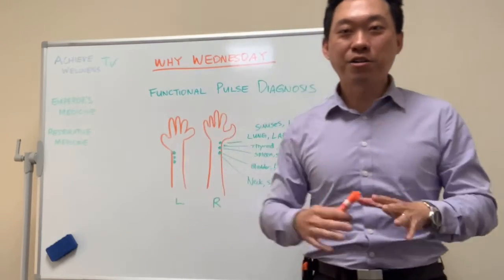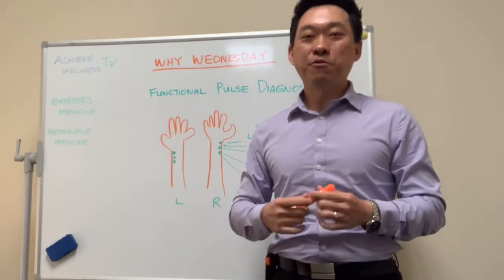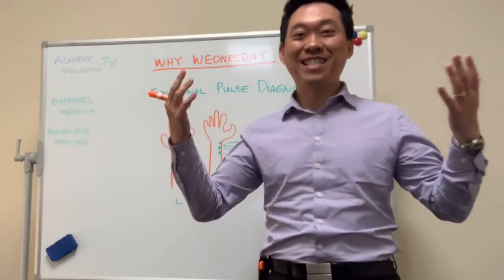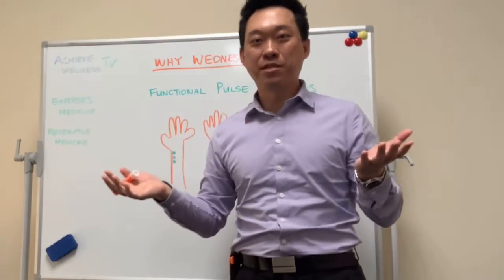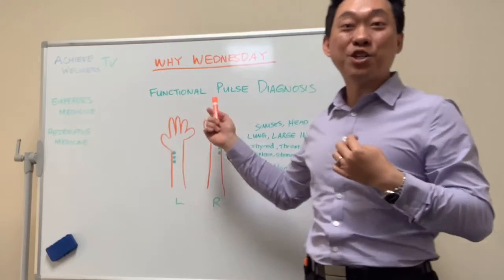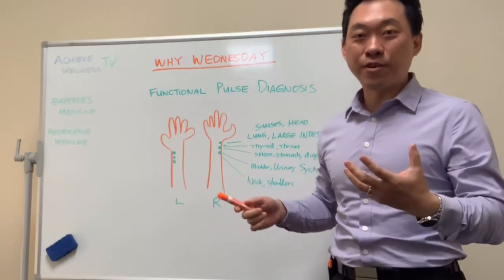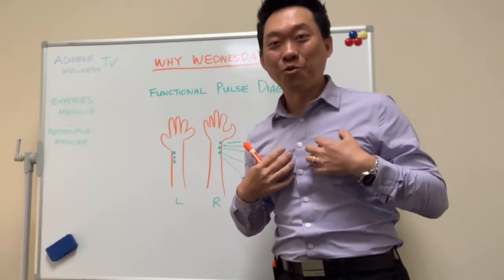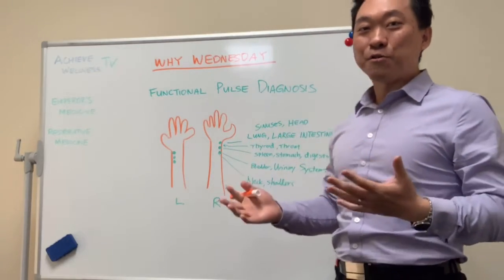So in our clinic at Achieve Integrative Health, we use something called pulse diagnosis. Now, if you've gone to other acupuncture clinics, everybody uses pulse diagnosis. We use our specific pulse diagnosis called functional pulse diagnosis, which is different from other pulse diagnosis, especially the ones I learned in school, okay? So what is the pulse diagnosis?